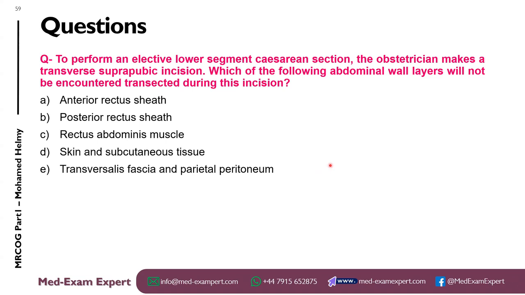Yes, posterior rectus sheath, because the suprapubic incision will be below the arcuate line, so there is no posterior rectus sheath in this area. There will be only anterior rectus sheath, rectus abdominis muscle, and of course the fascia and parietal peritoneum. We move it, we cut it as well. Okay.